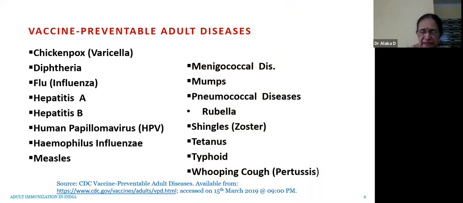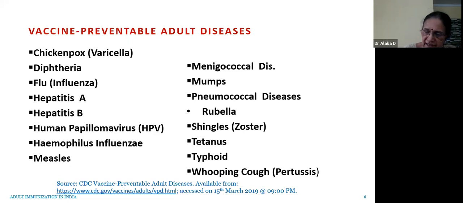What are the vaccine preventable diseases? After smallpox, as I said, vaccinology developed, and then we had so many vaccines as of today, and these are called vaccine preventable adult diseases. I have not included smallpox because it has been eradicated long back. We have vaccines against chickenpox, diphtheria, influenza, hepatitis A, hepatitis B. We have not yet developed a vaccine against hepatitis C, but hepatitis A and B, human papilloma virus, H. influenzae, measles, meningococcal diseases, mumps, pneumococcal diseases, rubella, zoster, herpes zoster, tetanus, typhoid, and whooping cough.